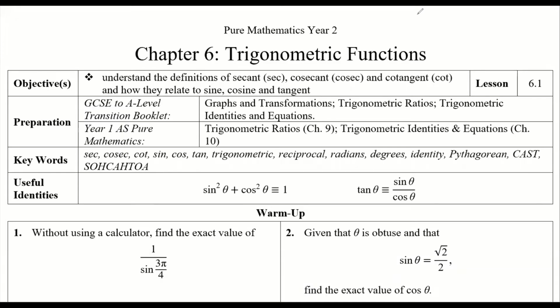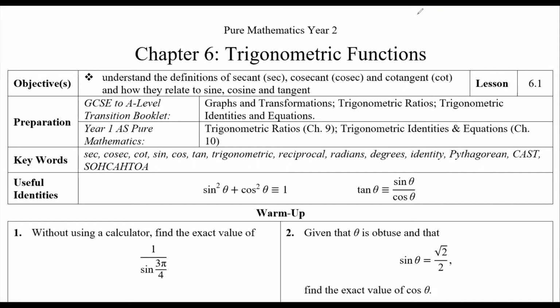Welcome to lesson 1 of Pure Mathematics Year 2, Chapter 6, and this is Trigonometric Functions. So you've had a little introduction to radians, and we're going to continue to use radians in this chapter and in Chapter 7 of the Pure Maths. And we're going to have a look at 3 new trigonometric ratios.